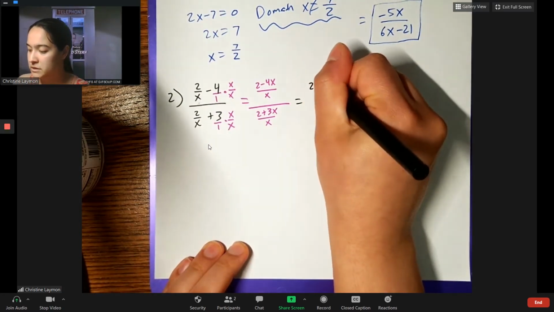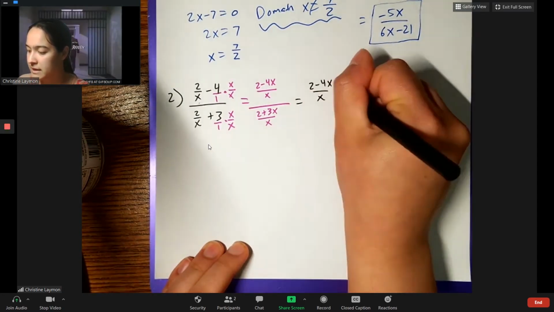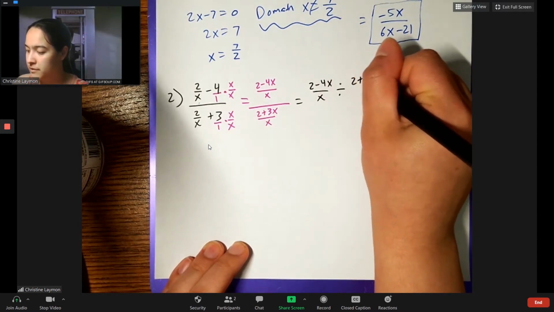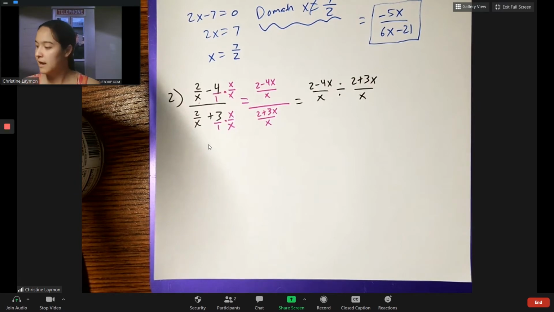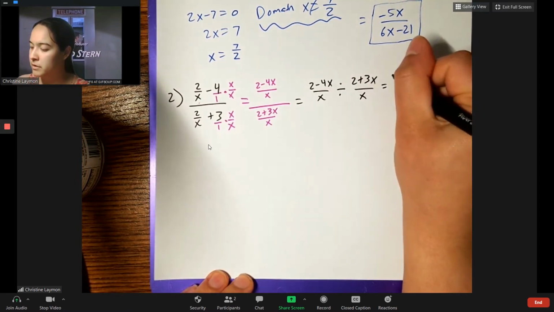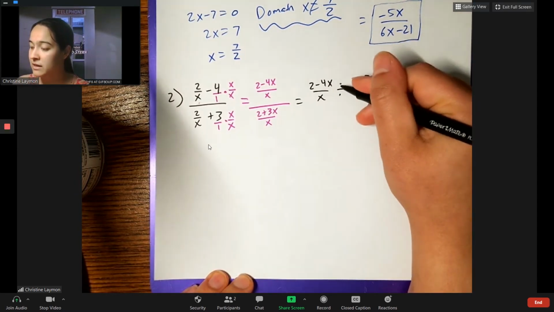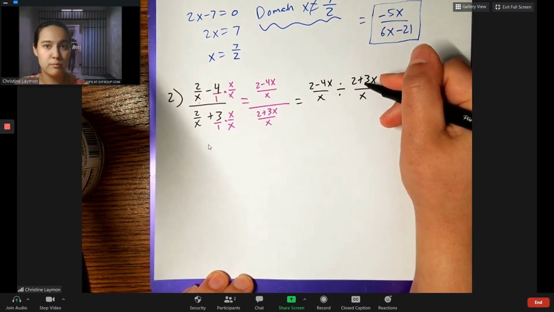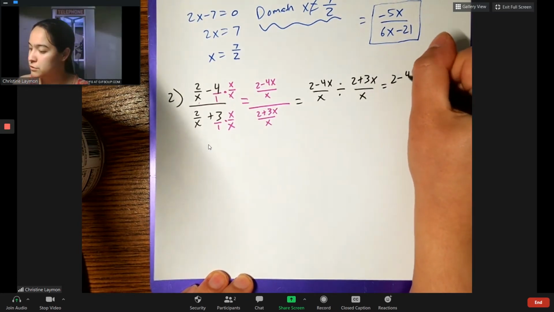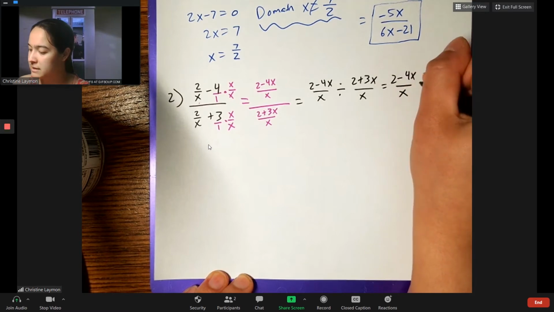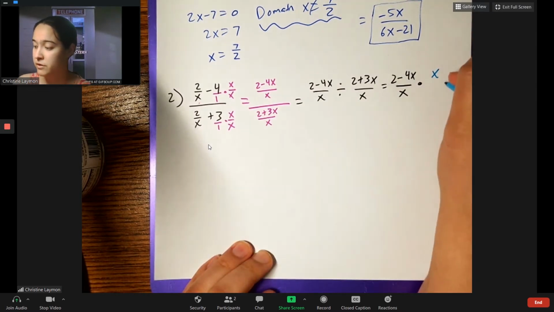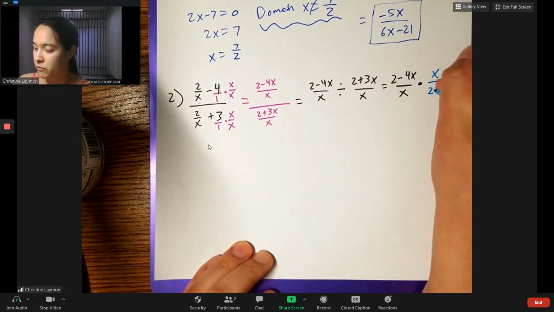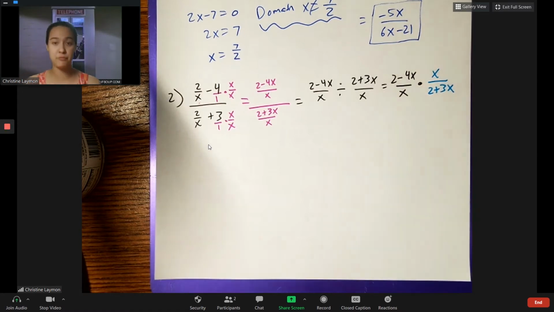So (2 minus 4x) over x divided by (2 plus 3x) over x. And remember, I'm doing this that way. Instead of dividing by this fraction, I want to multiply by the reciprocal. So (2 minus 4x) over x times, I'm going to go ahead and show that flip upside down. And we always flip the second one, never the first. x over (2 plus 3x).